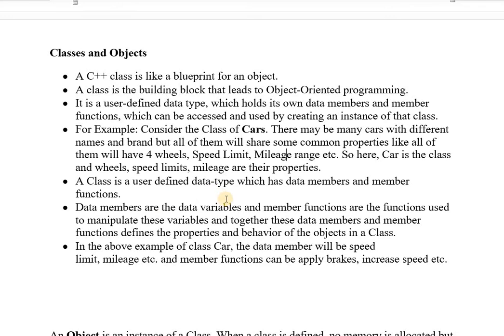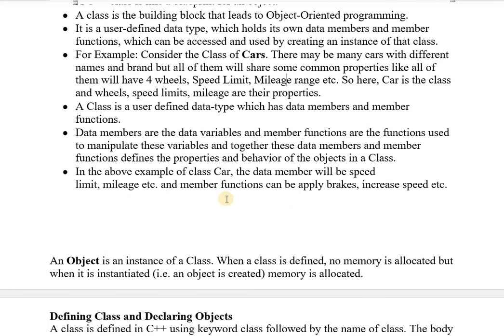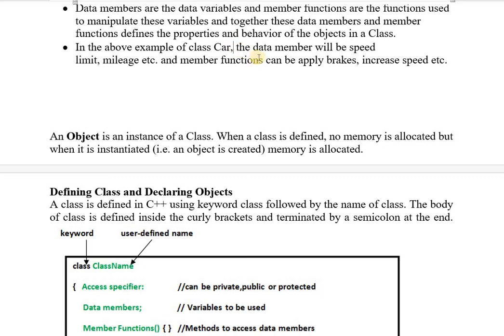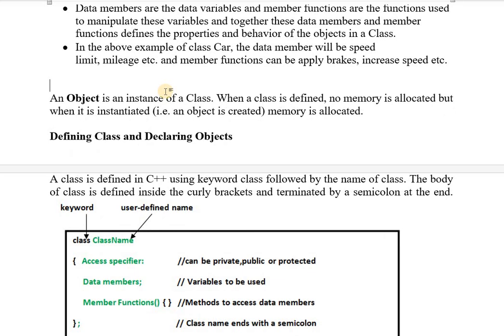A class is a user defined data type, and a class contains data members as well as member functions. Data members are the data variables, and member functions are the functions used to manipulate these variables. Together, the data and member functions define the property and behavior of the class. In this example, car is a class, data members will be the speed limit and mileage, and functions can be increase speed, apply brake. Functions will be any function defining the functionality of that car with the help of speed limit, mileage, etc.